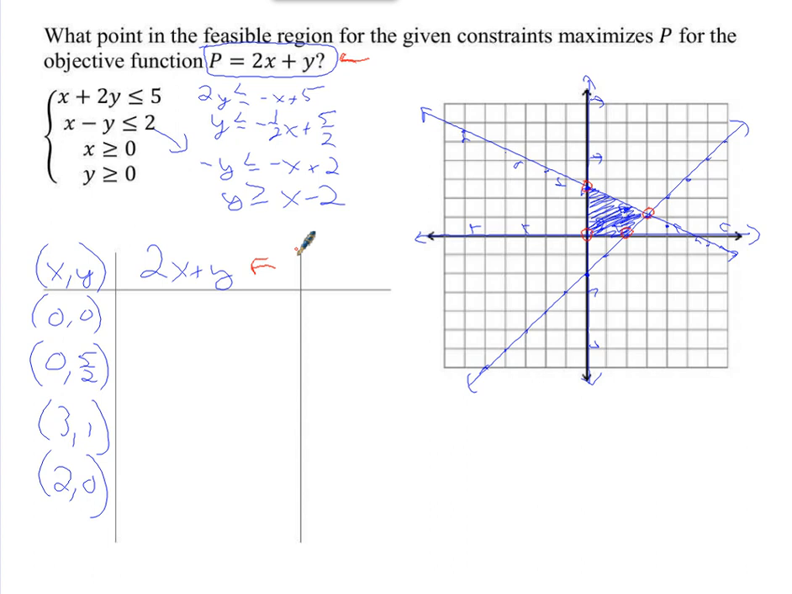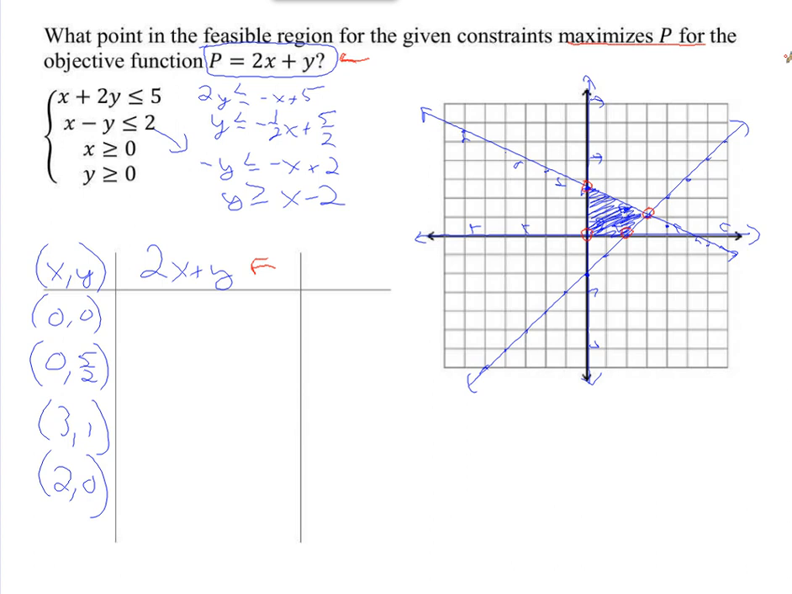We're going to insert these numbers into the objective function and come up with answers here. And then we'll use that information to answer the question, which point in the feasible region maximizes the objective function. So we're going to be looking for whatever ordered pair gives us the biggest number as a result. That will be the ordered pair that maximizes our objective function.